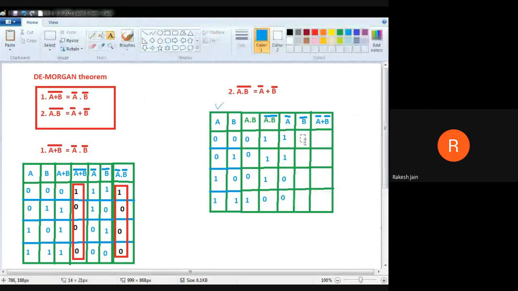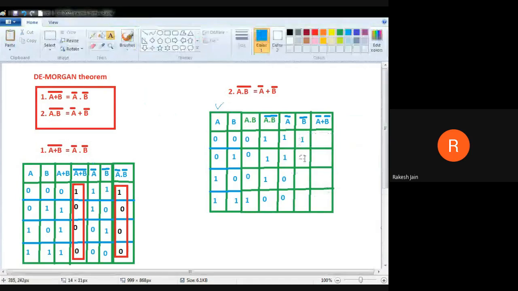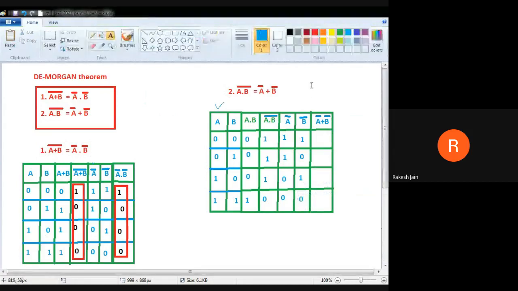First of all, A dot B. What is the meaning of A dot B? First of all, where are the A and B? A is this one and B is this one. So A dot B means AND operation between A and B. What is the meaning of AND operation? If any input is 0, output will be 0.